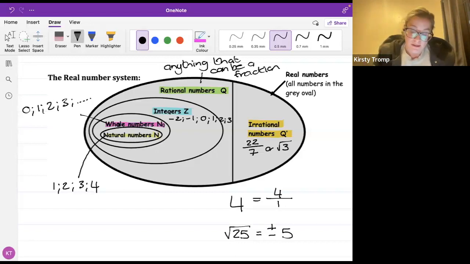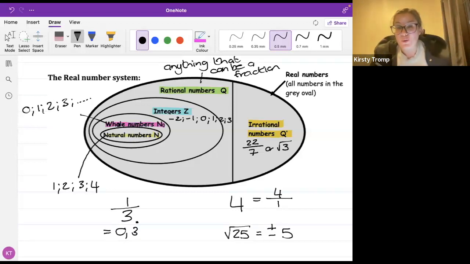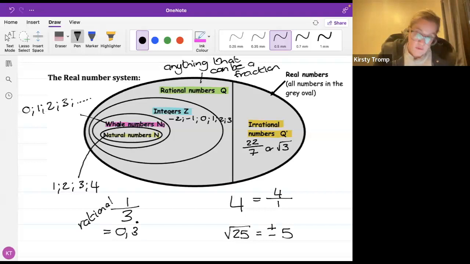If you had to do something like 1 over 3, well, 1 over 3 is 0,3 recurring. Is that a recurring decimal? Yes, it is. So is that irrational? No. So we would say that this number is rational. Okay, cool.